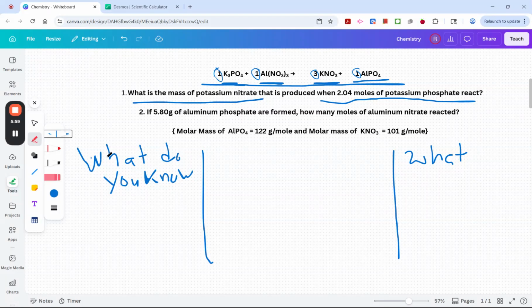Why I'm writing the first and third column before the middle column is so that we know which conversion factor will be in the middle column. That will be decided by the first and third column. What do you need to find? And in the middle column, conversion factor.